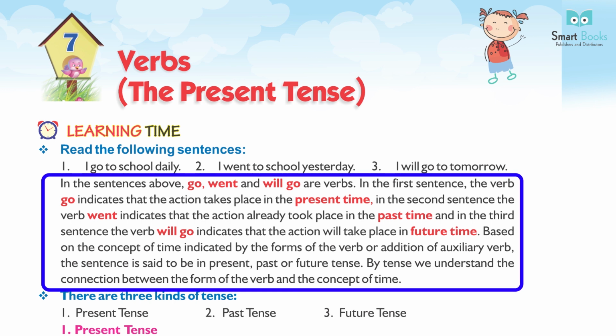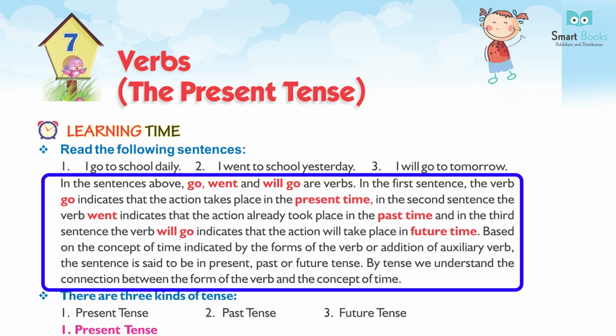In the sentences above, go, went and will go are verbs. In the first sentence, the verb go indicates that the action takes place in the present time. In the second sentence, the verb went indicates the action already took place in the past time. And in the third sentence, the verb will go indicates that the action will take place in future time.